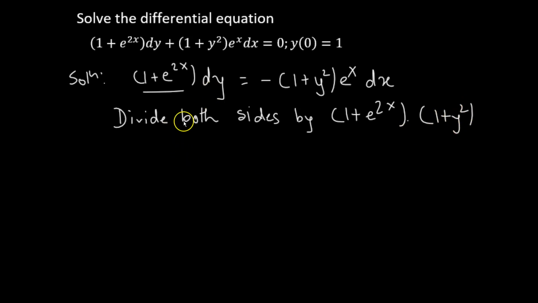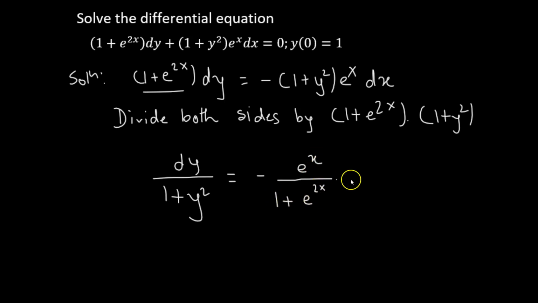Now we see that on the left hand side we have dy divided by 1 plus y squared equals negative, and on the right hand side we have e raised to the power of x divided by 1 plus e raised to the power of 2x times dx. Clearly the coefficient of dy is 1 over 1 plus y squared, which is entirely a function of y, and that of dx is negative e raised to the power of x divided by 1 plus e raised to the power of 2x, which is a function of x. Now that the differentials are in separable form, we are going to integrate both sides.